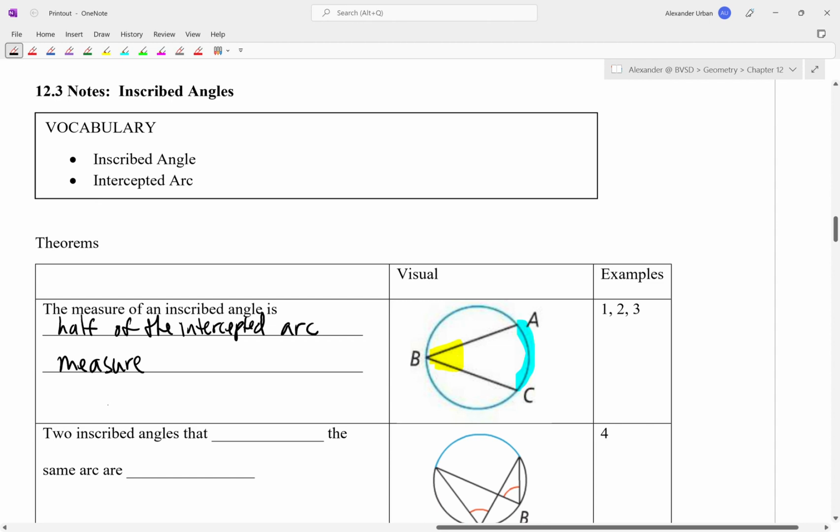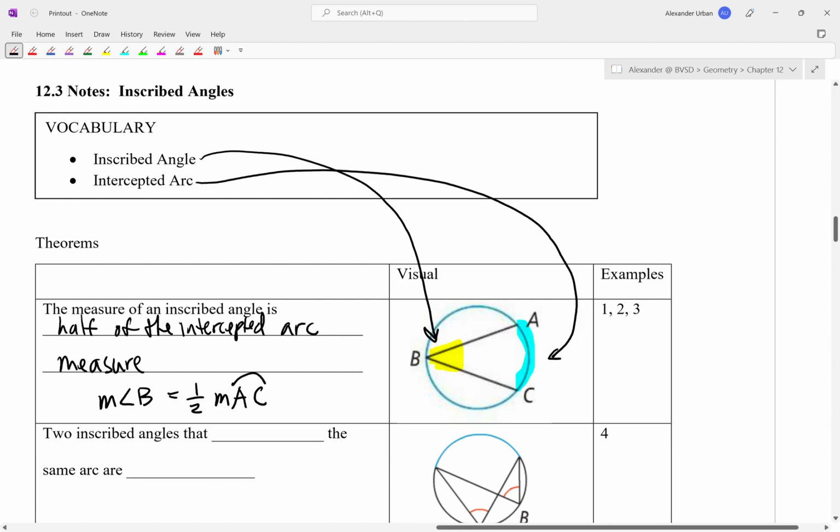Measures are in degrees. So the measure of angle B, that's our inscribed angle. Again, inscribed angle, angle B, will be equal to half of our intercepted arc. So the measure of AC, and it's an arc, so we label it as an arc, and that is right there labeled. And the reason why we call it an intercepted arc, if we were to draw a straight line out, this angle B would intercept that arc AC.